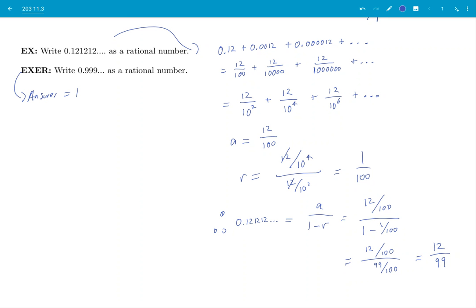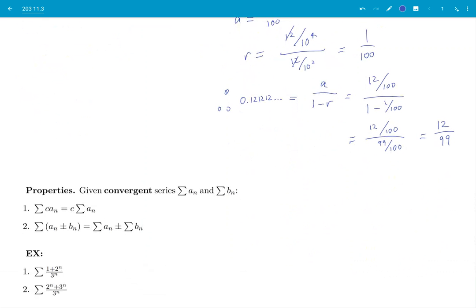1. So therefore, we conclude that there is no difference between this repeating decimal and the number 1. That may seem strange to you, but maybe think about subtracting 1 minus this decimal. The answer's got to be 0. Okay.